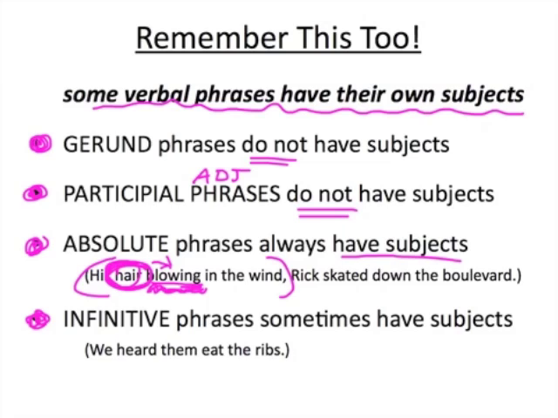Infinitive phrases, too, sometimes have subjects. Not always, but sometimes. And when they do, you want to make sure that when you're bracketing the infinitive phrase, you include that subject inside the infinitive phrase, because that subject doesn't really make sense anywhere else in the sentence. It only makes sense inside the infinitive phrase. So look at this example. We heard them eat the ribs.